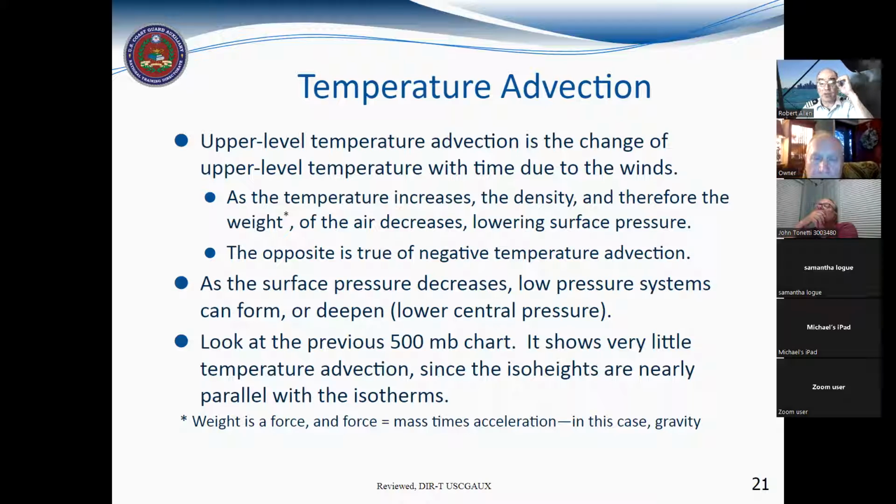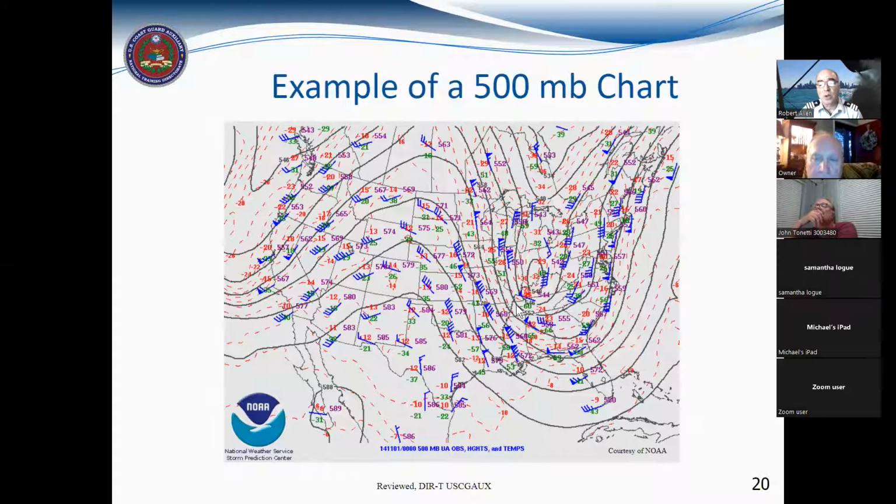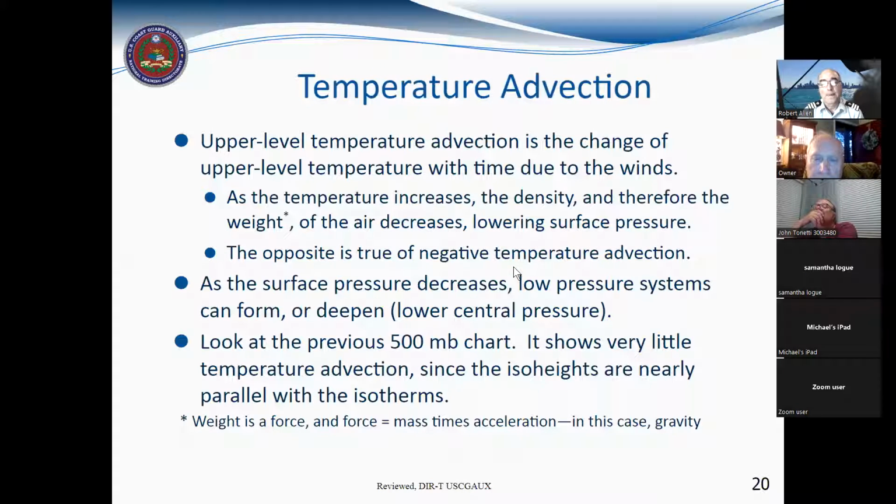As the temperature increases, the density and therefore the weight of the air decreases, lowering the surface pressure. Remember that last one? We said this is a low pressure down here because you got some cold air moving here. The opposite is true of negative temperature advection. Bringing in warm air decreases the density and the weight of the air, lowering the surface pressure.